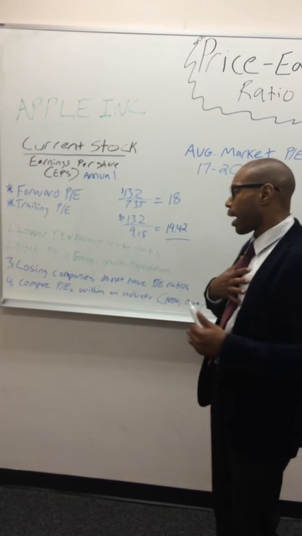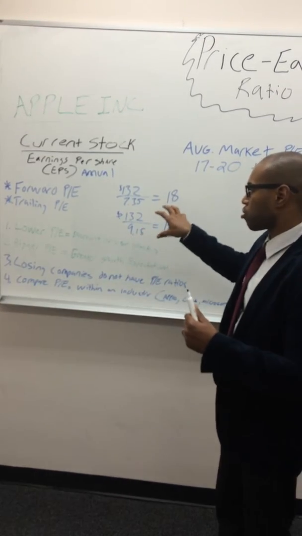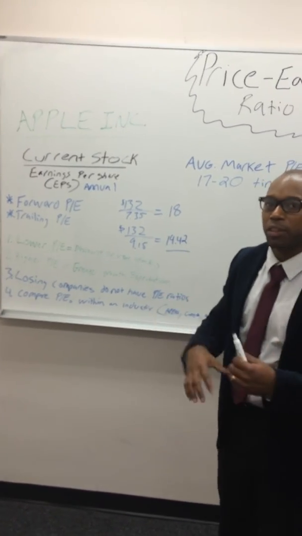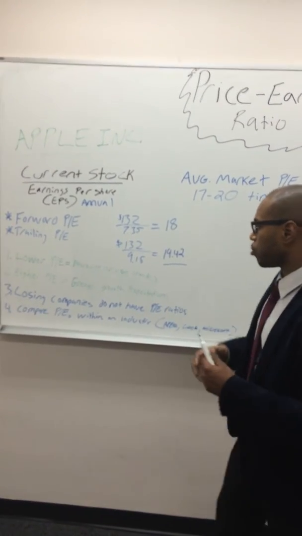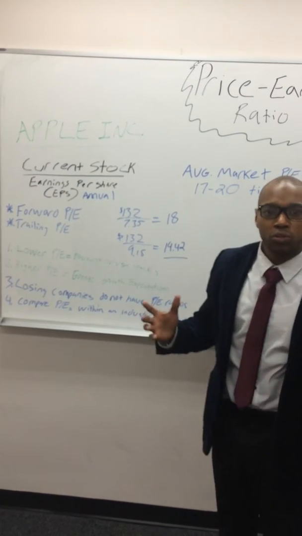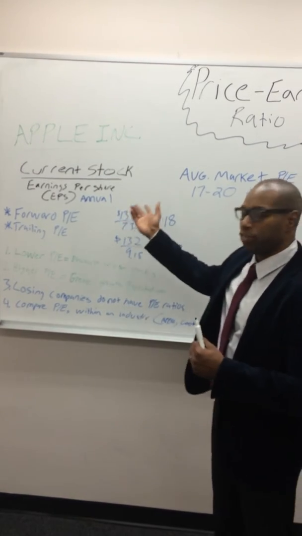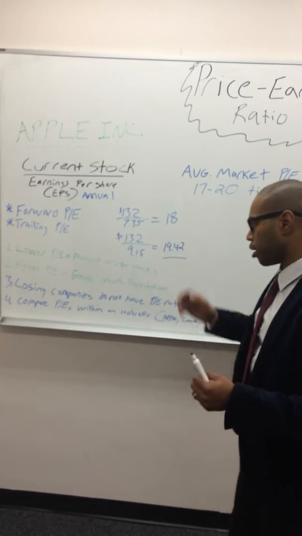I tend to use a combination of both. Again, you don't use the PE for everything, it's just your entry point, but I tend to use a combination of both. Number 3, of course, for losing companies, you can't generate a PE ratio. That's going to require a negative number, and no, can't do that.